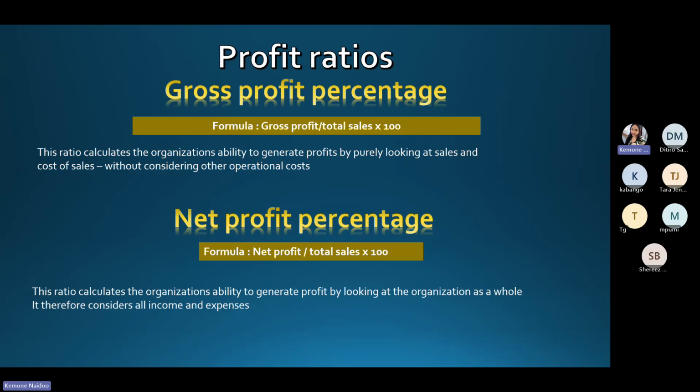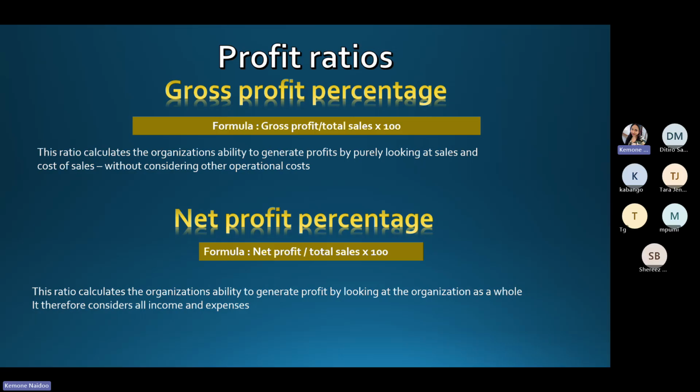Okay. So this first one, gross profit percentage, you are looking at sales and cost of sales without your operational costs. Now, when they give you a question to calculate this, they give you the figures. You just need to know your formula, so you're able to put it into the formula so you can get your outcome. Okay, so familiarize yourself with these formulas.